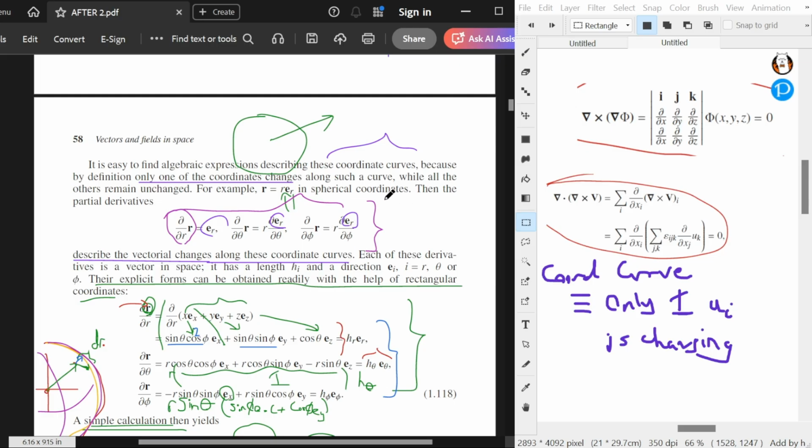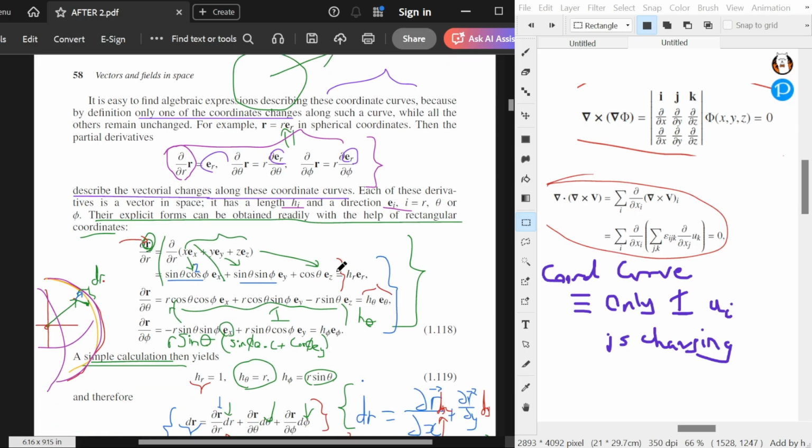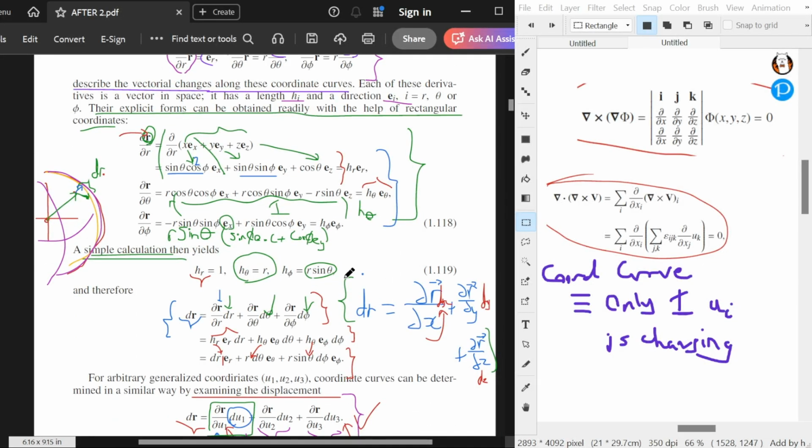Okay. And all these describe the vectorial change along the coordinate curves. Each of these derivatives is a vector in space, and each of them has a length and direction. The explicit forms can be obtained readily from rectangular, yeah.